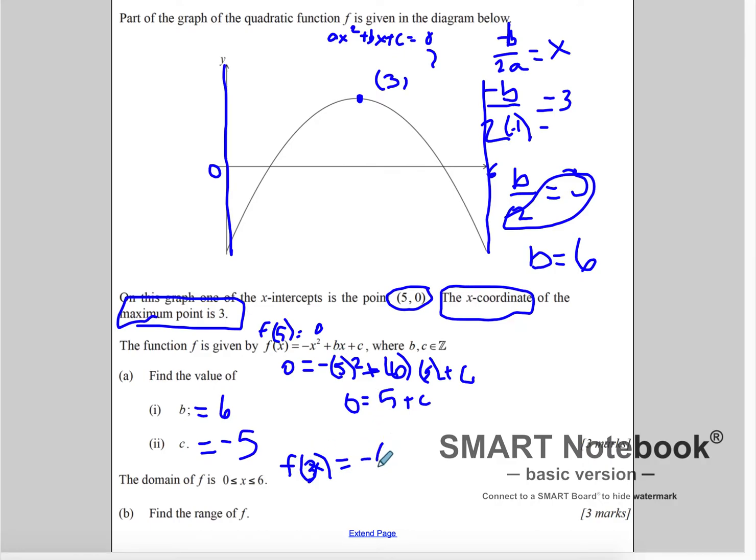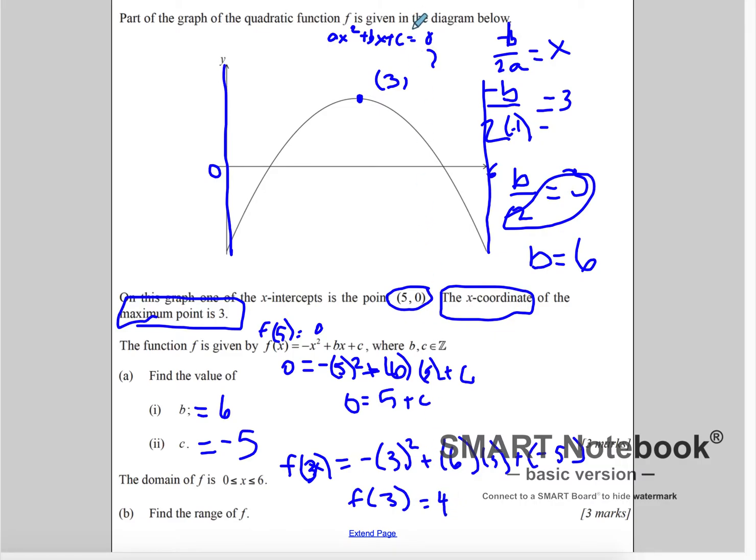So I've got negative 3 squared plus, wherever I see a 3, I know my b is 6 from the previous problem, times 3. And I know that my c value is now negative 5. So when you do all this out, you end up getting f of 3 is actually equal to 4.